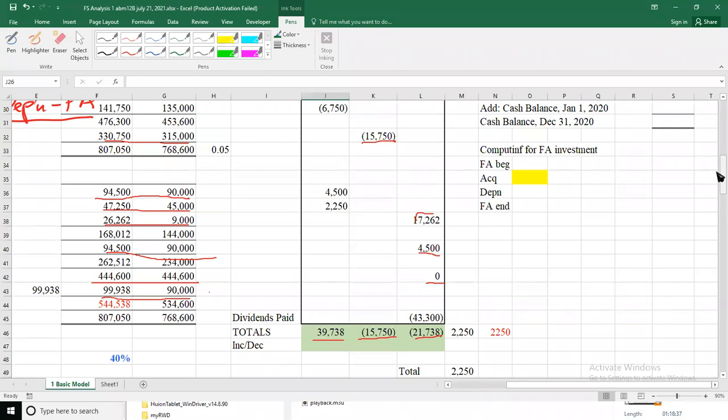Paki-chat naman kung yes, so clear so far. Okay, thank you, Mika. Yung iba, guys. Very good, very good. Salamat for the feedback.